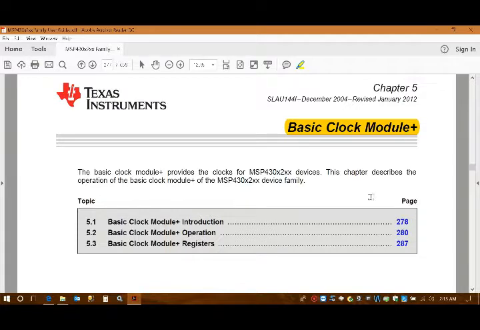Download this data sheet I told you. Go through chapter number 1, that is the introduction and the architecture. If you want, you can go ahead, but I would suggest you not to. Just try to understand, keep your brain cool, and follow my channel.